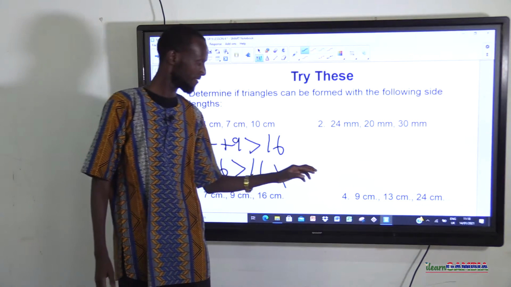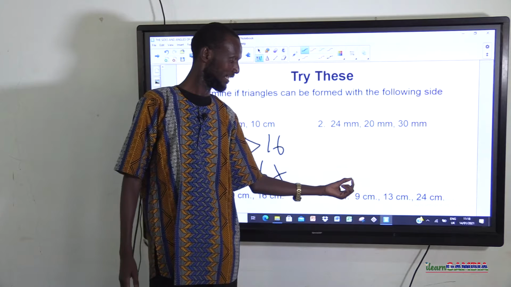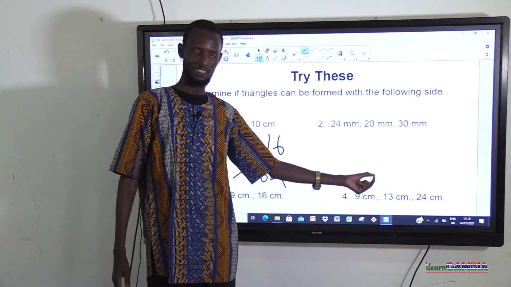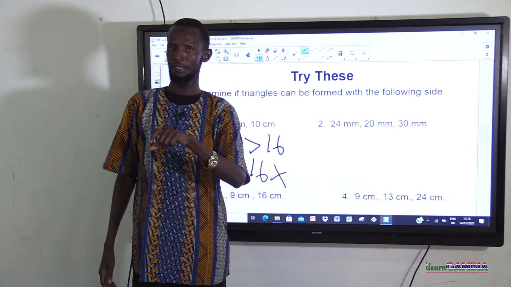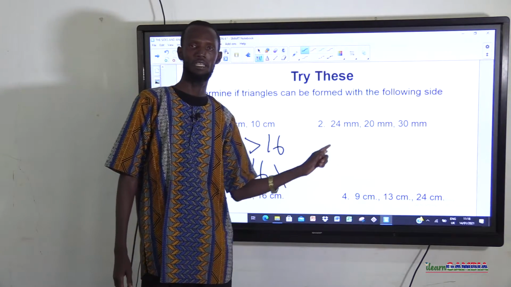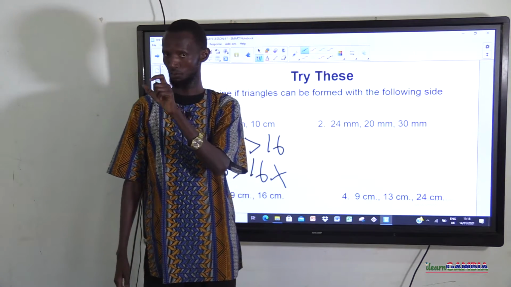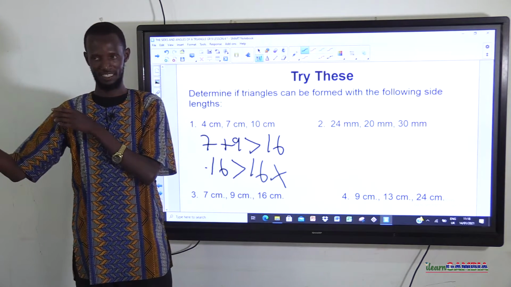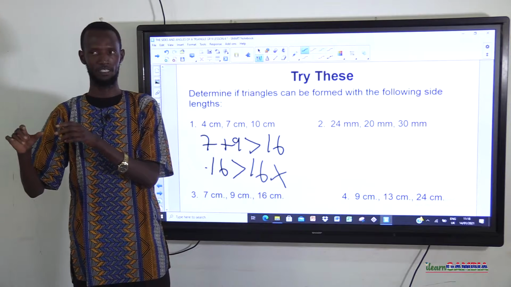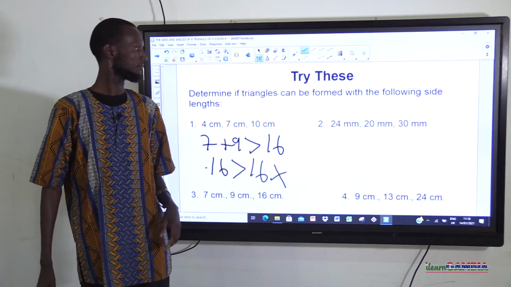Now you can go ahead and try this one: 9 centimeters, 13 centimeters, and 24 centimeters. Try to determine if they will form a triangle. Remember, it's a simple rule. If you add any 2 sides, your sum should be greater than the 3rd side. Any 2 sides you add, okay? That you can test for.